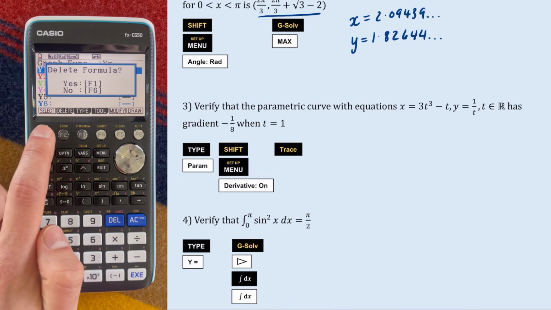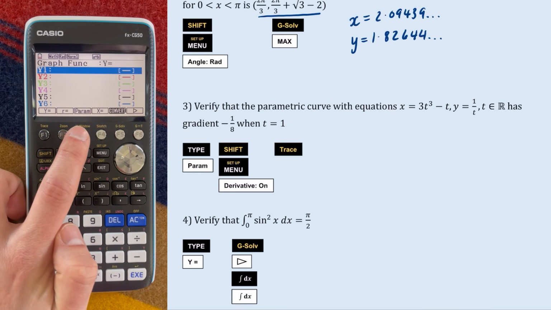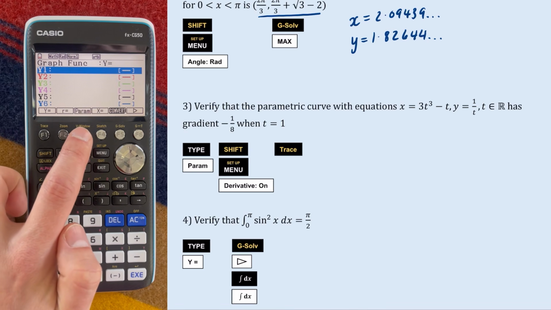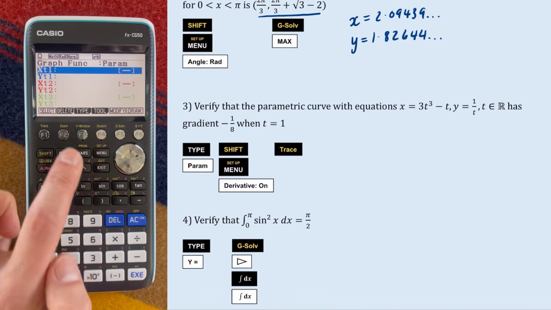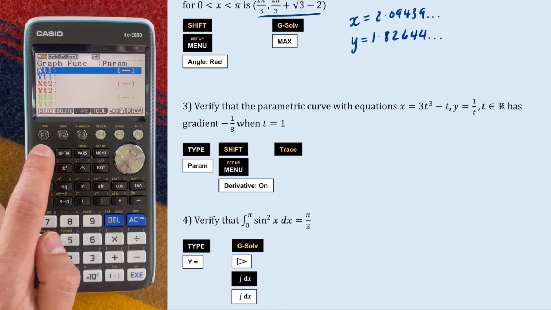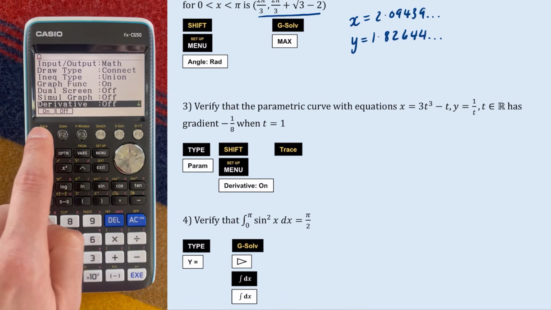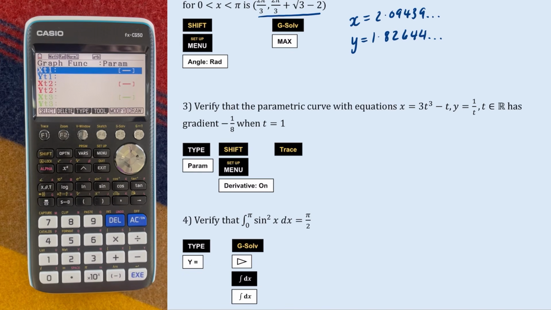So I'm going to start off by deleting this one, and I'm going to change the type of equation now by pressing F3. And then I'm going to go and press Param, which is for parametric. Okay. I'm also going to make sure that derivative is on for the next part, because you're not going to be able to find out the derivatives unless this feature is on. So I'm going to press shift, setup, and I'm going to scroll down here and make sure that derivative is on, and then just press execute.